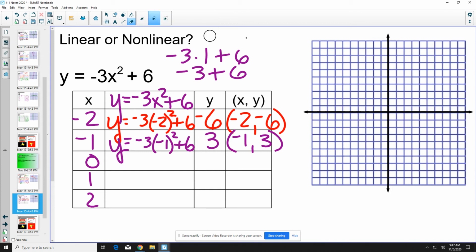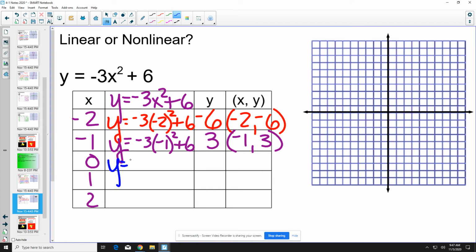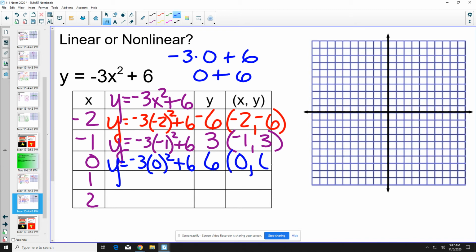Now I'm going to put 0 in for x. So do this with me on the next line. Write y equals negative 3 times 0 squared plus 6. So first we're going to do 0 squared. 0 times 0 is 0. If I take a negative 3 times 0, I get 0. 0 plus 6 is 6, right? So another point is 0, 6.